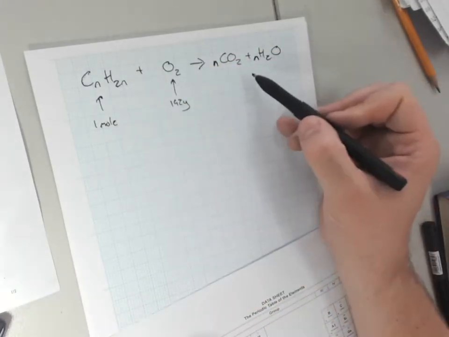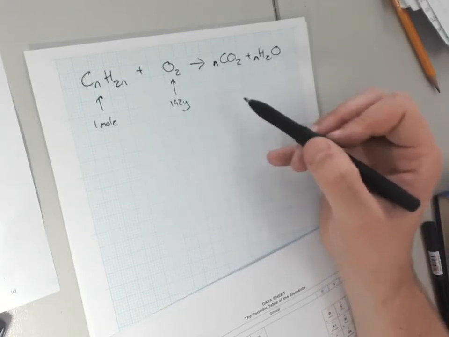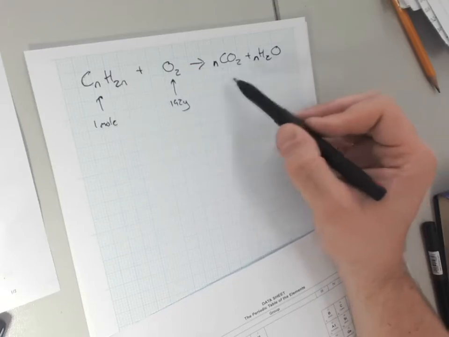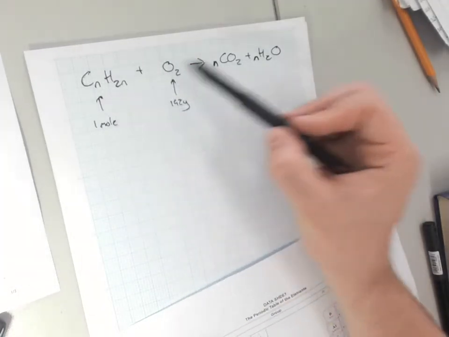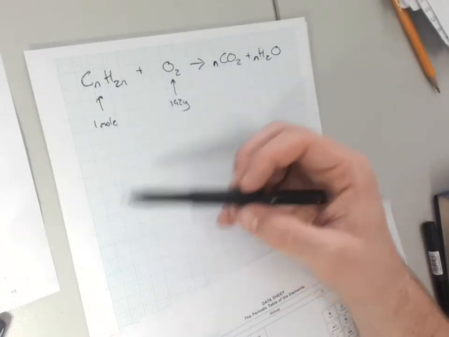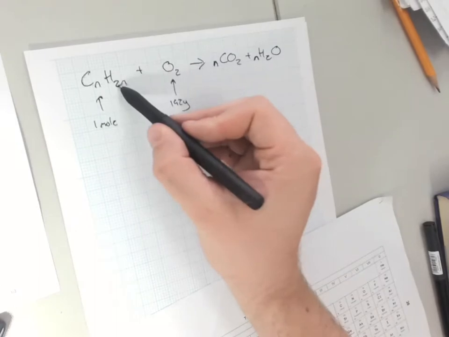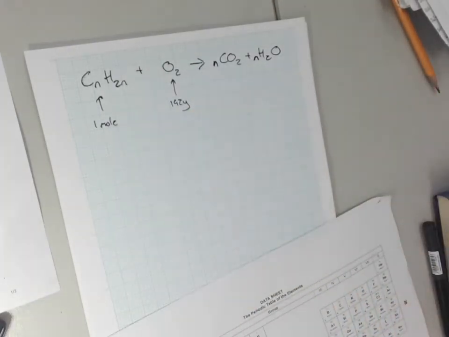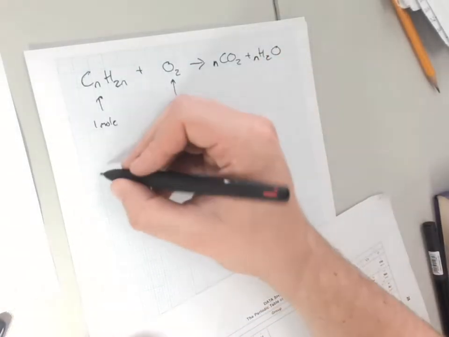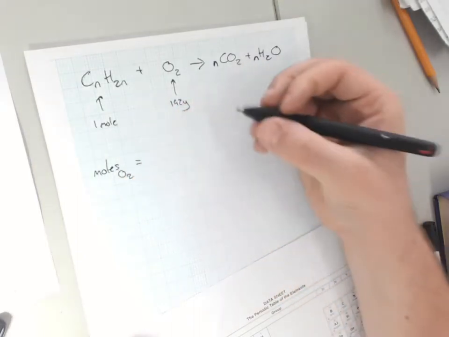What I know from this reaction is that the number of carbon dioxide and the number of water is going to be the same, because all the carbon goes to carbon dioxide and all the hydrogen goes to water. The reason it's only n H2O instead of 2n H2O is because that 2 is already in the H2O. That's as much as I can do with the equation. The only thing I can do with this question is work out the moles of oxygen, because that's the only thing I've been given.